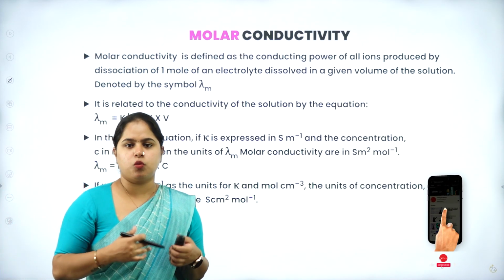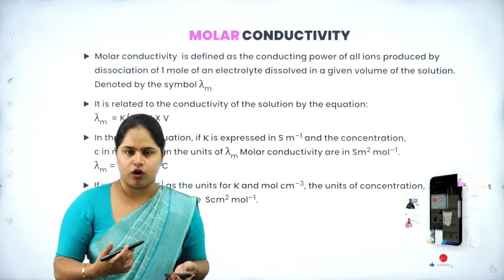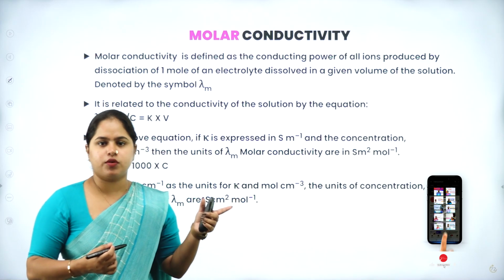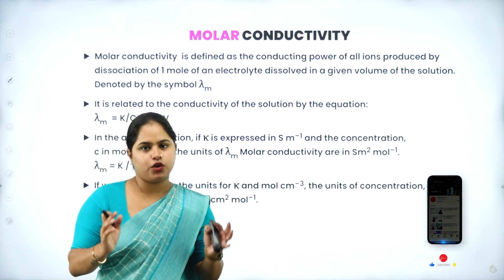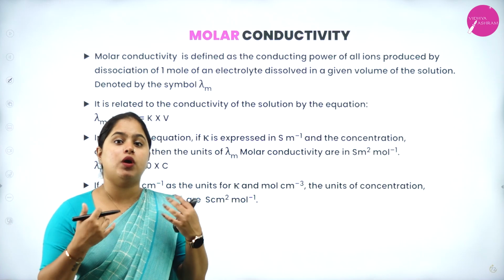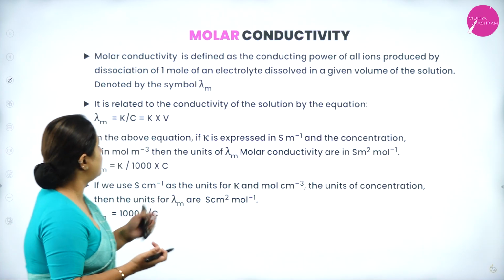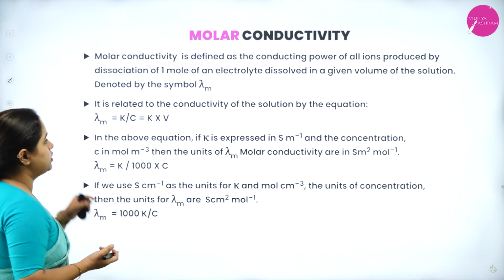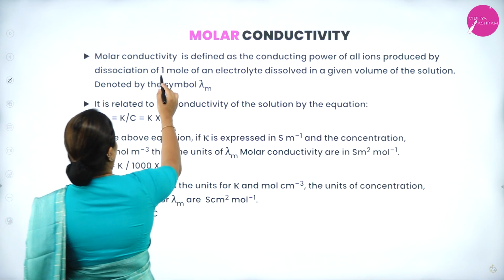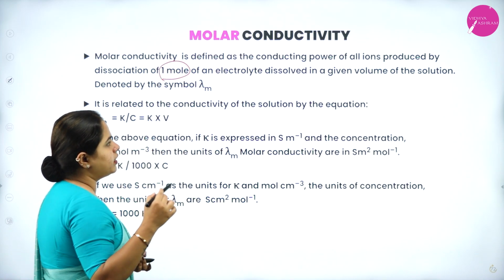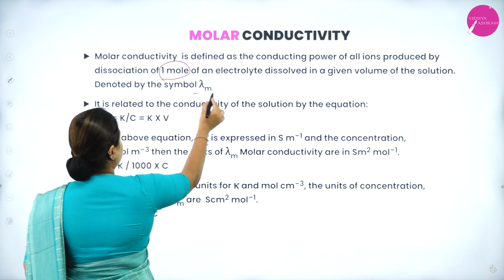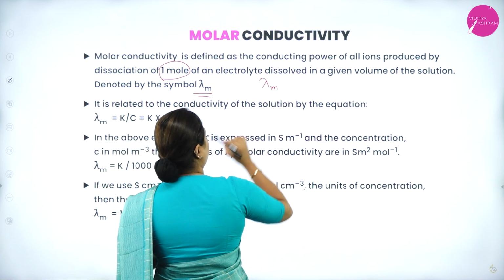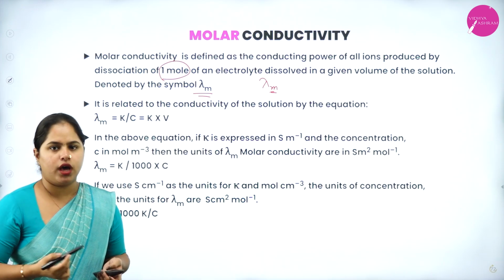We have already studied what conductivity is, the symbol of that, the unit of that. Now, what we are going to study is molar conductivity. From the name itself, you can say molar conductivity is related to 1 mole of a substance or 1 molar concentration of a substance. Molar conductivity is defined as the conducting power of all ions produced by the dissociation of 1 mole of an electrolyte dissolved in a given volume of the solution, and it is denoted by the symbol lambda m. So, lambda m stands for molar conductivity.